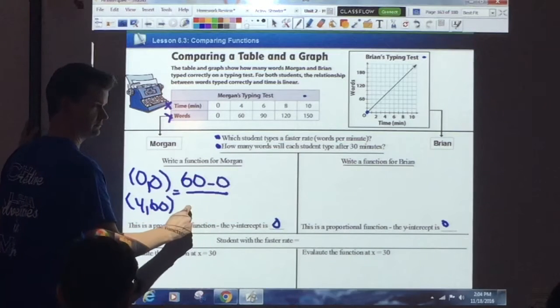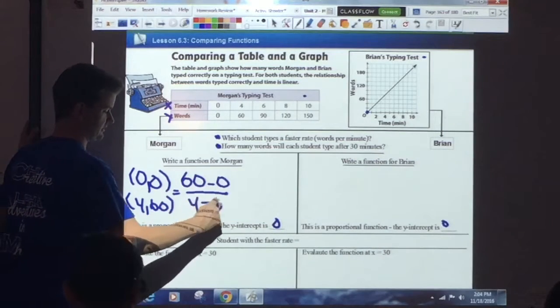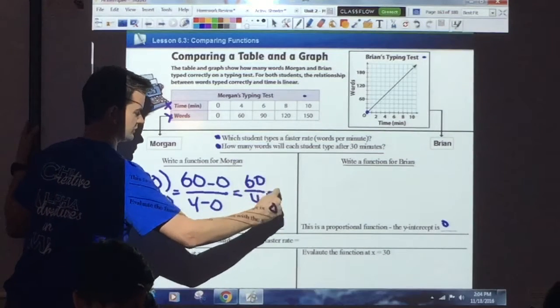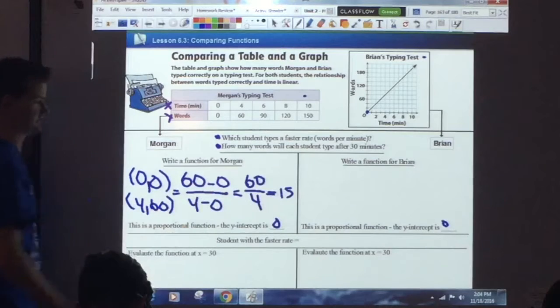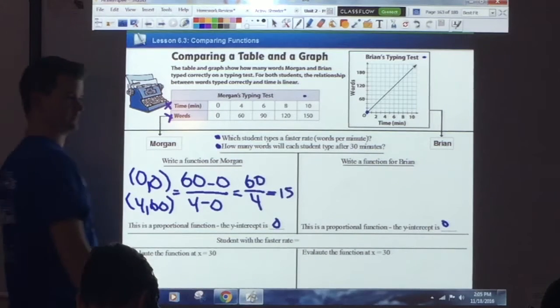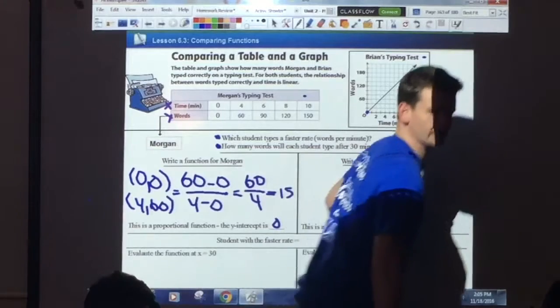Minus 0 over 4 minus 0. That gives me 60 over 4, which equals 15. So the slope for this is 15, which means that Morgan's rate is 15 words per minute. Now we have to find Brian's rate.